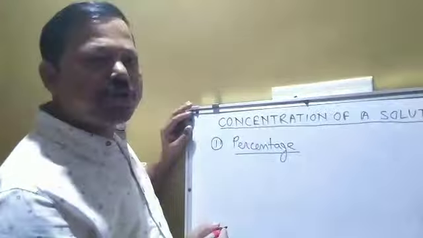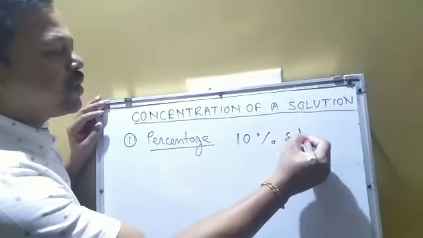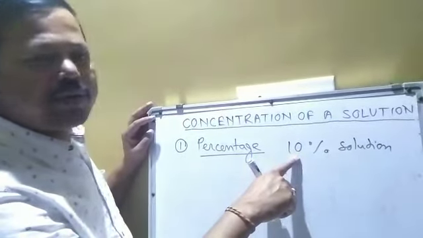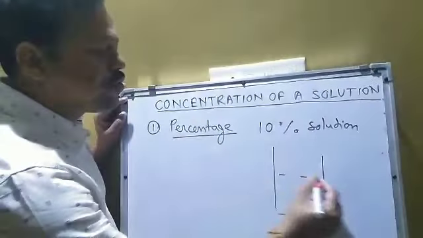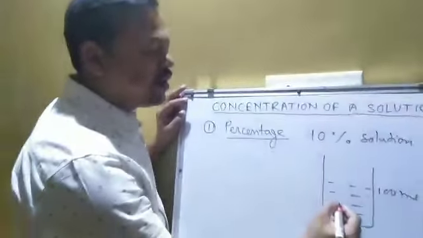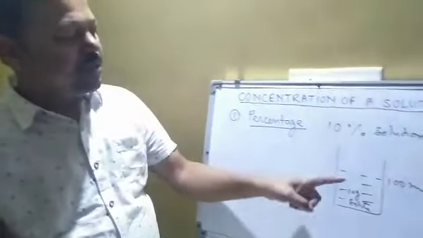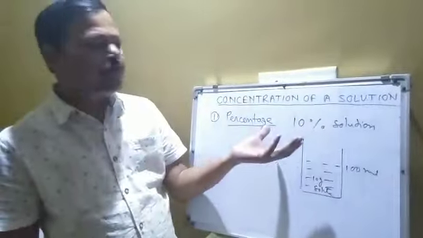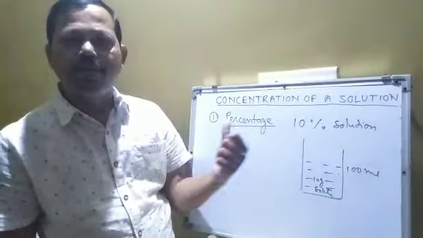For example, suppose you have prepared a solution and it is given as a 10% solution. What is the meaning of a 10% solution? It means 10 gram of solute is present in 100 ml of solution. Suppose this is a solution of 100 ml, and in this 100 ml solution 10 gram of solute is present. So if someone asks you the concentration of a solution, you can say I have prepared a 10% solution, which means 10 gram of solute is present in 100 ml of solution.